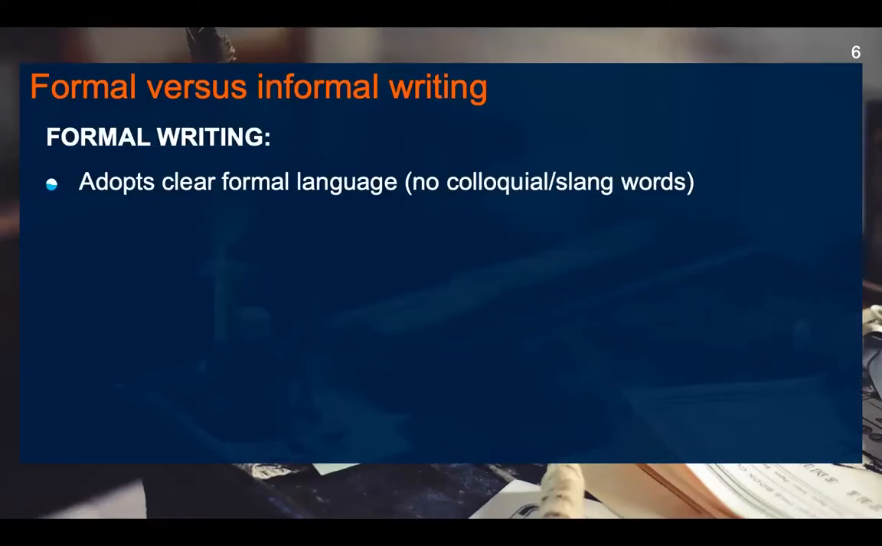I'm going to move to the first topic, the first learning outcome I mentioned. So, for instance, what are the nuts and bolts of academic writing? The first thing I did mention is formal versus informal writing. So what is the difference then? Well, formal writing adopts a clear formal language. So it's not using any colloquialisms or slang words, for instance. So it's using more neutral, objective language.